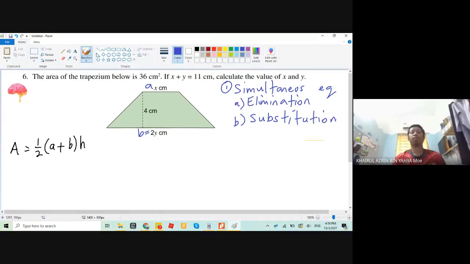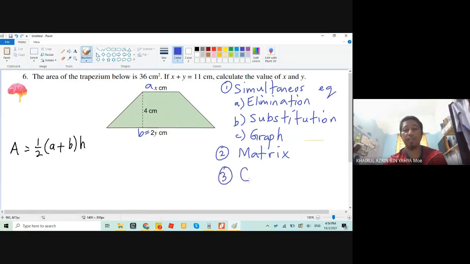For simultaneous equations, we have the elimination method, the substitution method. We also have the graph method. Yes, we can draw a graph. And then we can also use a matrix. And number 3, of course, we can use a calculator.